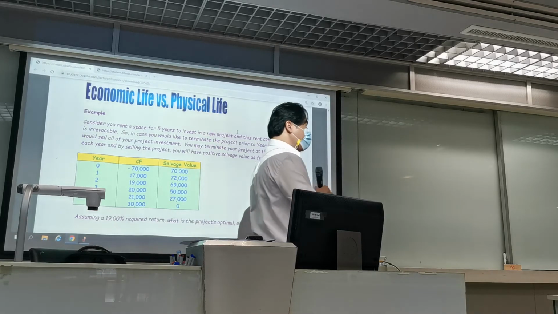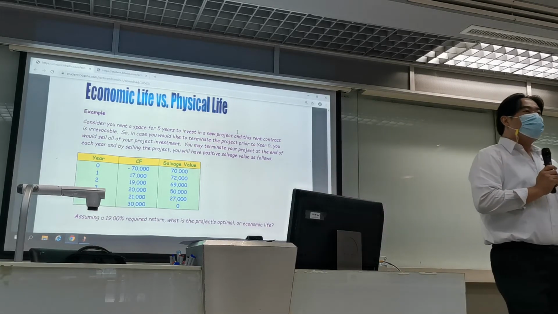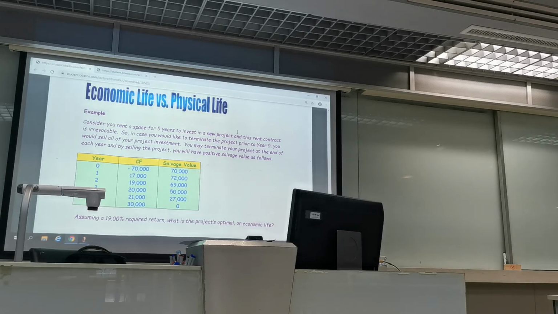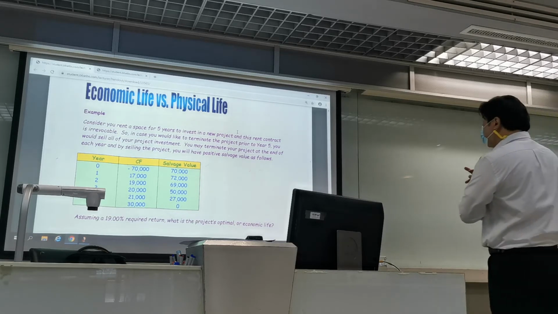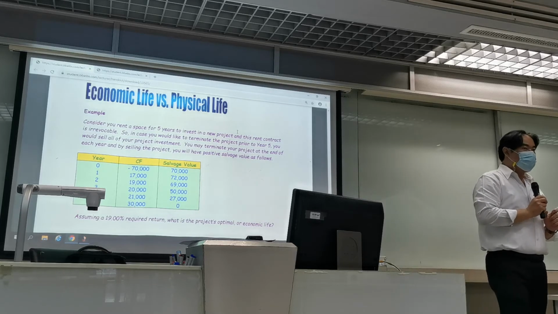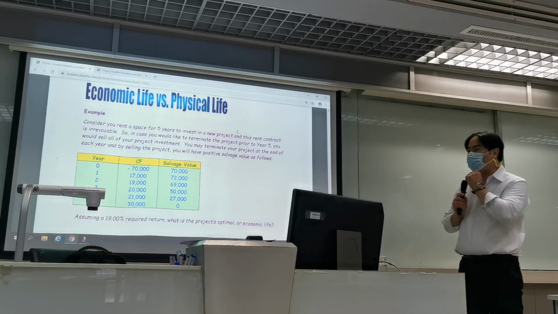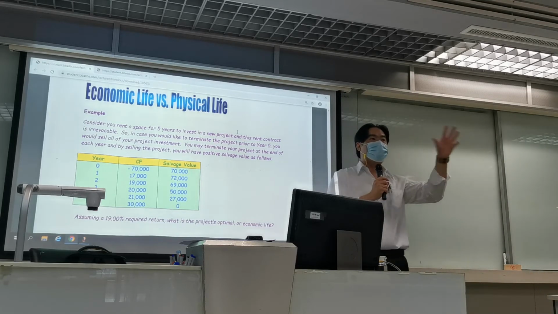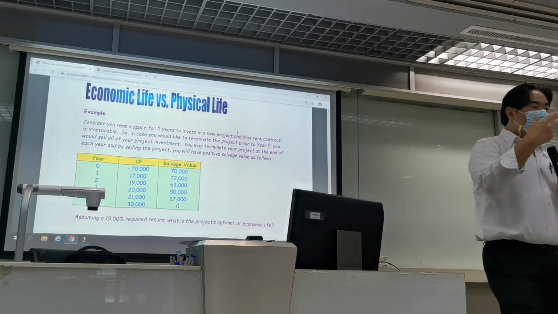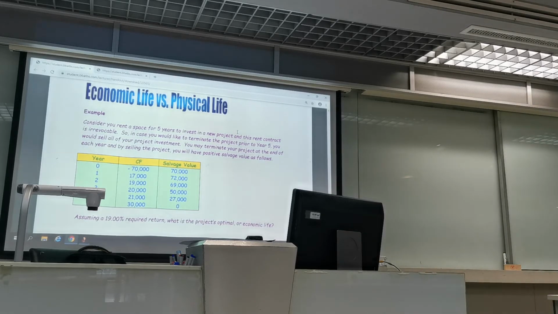For economic life versus physical life, what does it mean? Physical life is the length of the life of a non-current asset. When you invest in a project, you invest in, let's say, equipment. And let's assume that equipment has a useful life of, let's say, 10 years. So previously we just assumed that we are going to invest in the project for 10 years, equal to the useful life of your asset. This is what we call useful life, or physical life here.